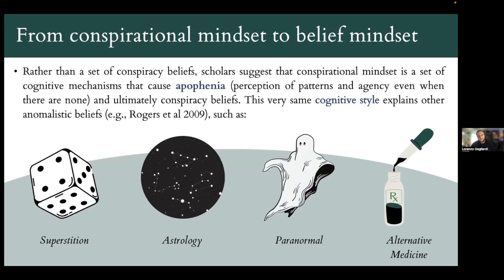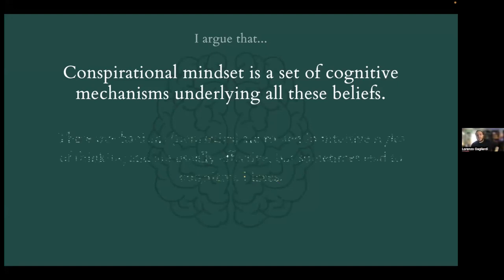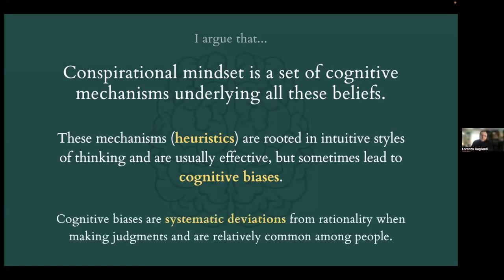And the point is that we argue in this work that a conspirational mindset can exist, but it's rather a set of mechanisms that underlie these beliefs rather than a network of beliefs themselves. And we argue that these mechanisms are rooted in intuitive styles of thinking. So I'm talking about heuristics, which are usually effective but sometimes lead to deviation, which are called cognitive biases, which are basically systematic deviation from rationality when making judgments or decisions, and are relatively common among people.